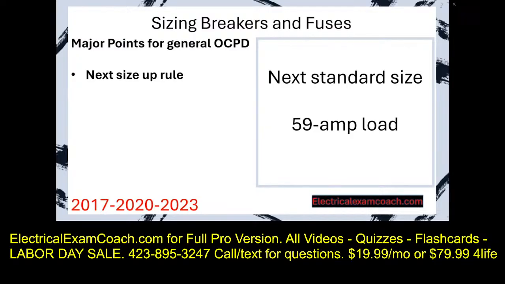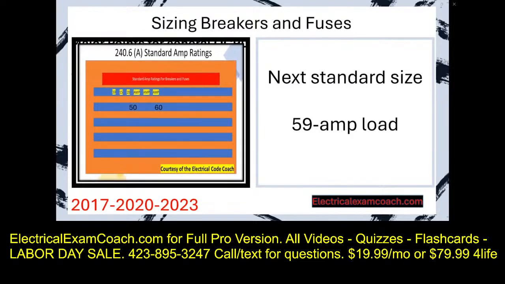They don't, do they? What we would do is we would go to our table, 240.6(A), and we're going to look at the next standard size. So we go 15, 20, 30, and then we look here and we see 50. And then in between 50, there's no 55, and it jumps to 60. If we have a 59 amp load, we're going to choose a 60 amp overcurrent protective device.